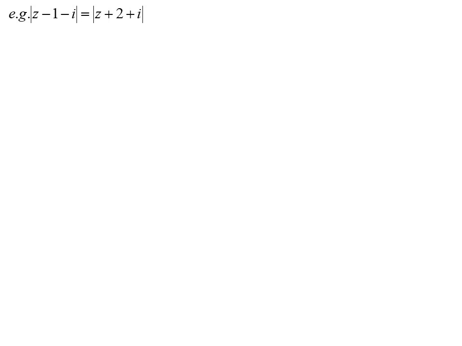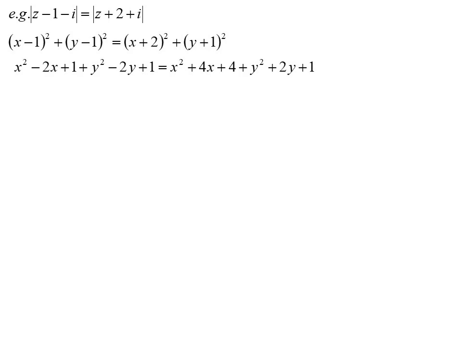Left hand side, I'll get x minus 1 squared plus y minus 1 squared, and on the right hand side we'll get x plus 2 squared plus y plus 1 squared. I'd square both sides if you like to get rid of the square root signs. Expand that all out, collect like terms, and we get the equation of a line. 6x plus 4y plus 3 is equal to 0.